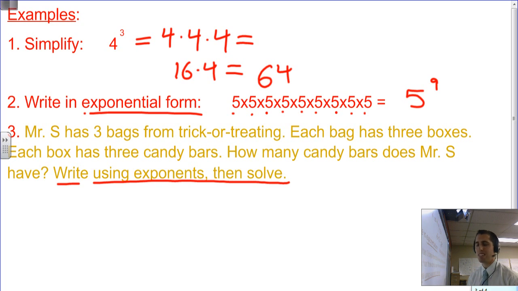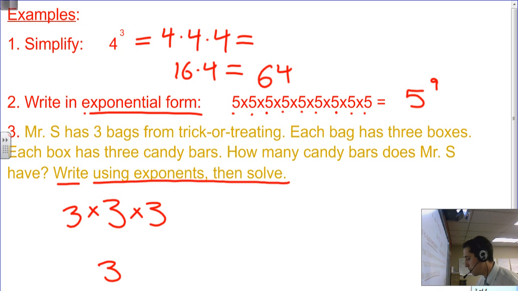So what are we going to do to solve this? What are we repeatedly multiplying? Well, I know I have 3 bags. And each of those bags is a group of 3 boxes. So I know that I'm going to do 3 times 3. I have 3 groups of 3. And then once I figure out how many boxes I have, then I know that each box has 3 candy bars. So I need to multiply by 3 again. So if I'm going to write this using exponents, my base is 3. But in this case, my exponent is also 3 because we multiplied by itself 3 times.